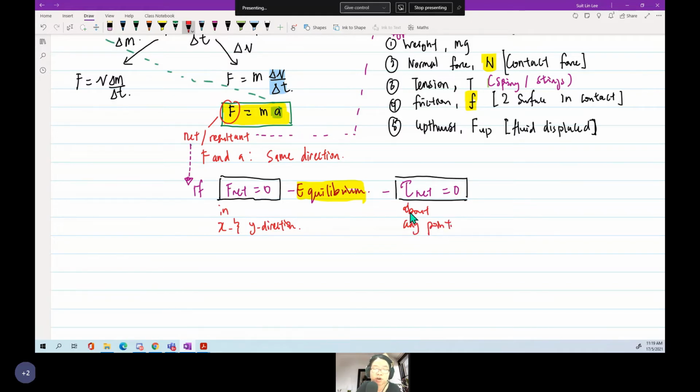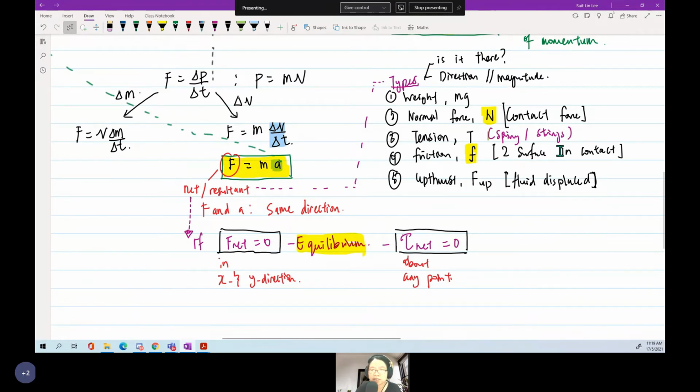Prefer you choose a point where you have many forces that you don't know. Okay, one last thing. This normal and friction force, sometimes I put a note here. Normal and friction, the resultant of these two vectors, sometimes we like to call this reaction force, much to the confusion of many students. And so when you draw it, you don't want to confuse. You draw normal force, you draw friction force, something like this.